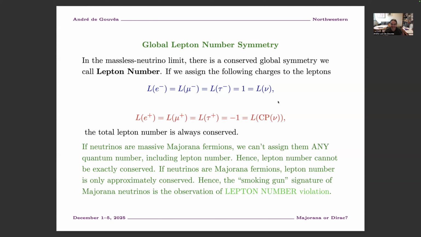So lepton number can't be an exact symmetry of nature because it's just not a property that the neutrinos can have. That means that usually when we talk about looking for whether the neutrinos are Majorana fermions, what we do is we look for lepton number violation. Because if lepton number is conserved, the neutrinos have lepton number, they must be Dirac fermions. But if lepton number is violated, they are allowed to be Majorana fermions.